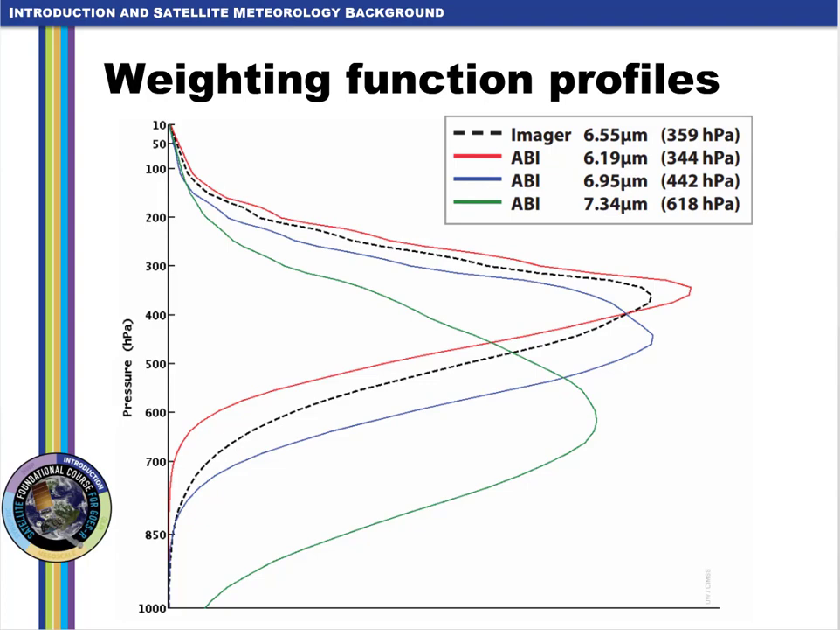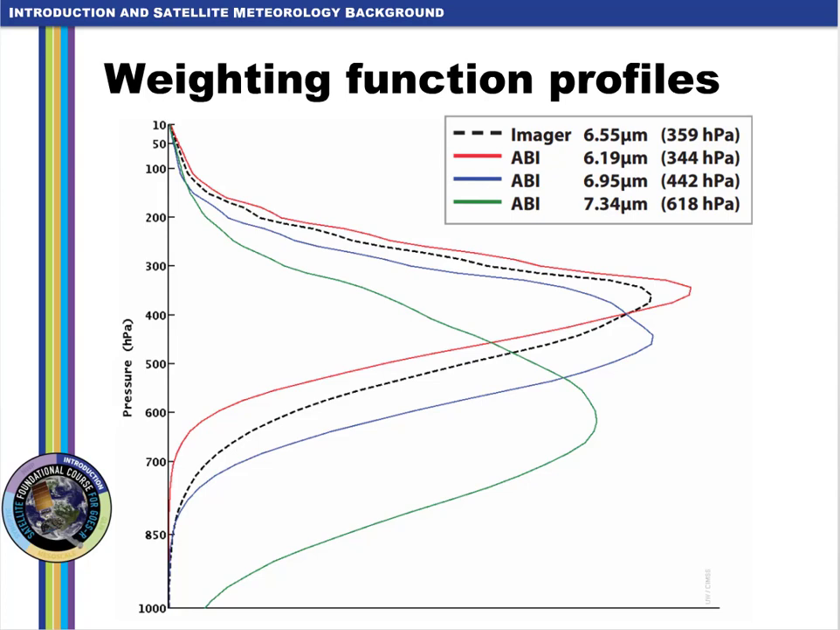In our example, these are the weighting function profiles for a standard atmosphere under clear sky conditions for the 3 GOES-R era ABI water vapor channels, along with the pre-GOES-R era water vapor channel at 6.55 microns for comparison. The pre-GOES-R era water vapor weighting function profile, indicated in the black dashed line, shows a peak at 359 millibars. However, the range in the vertical shows there's a contribution above and below that level. Notice that the contributions drop off to near zero below about 850 millibars, which is why surface features typically do not show up in the pre-GOES-R era water vapor channel.